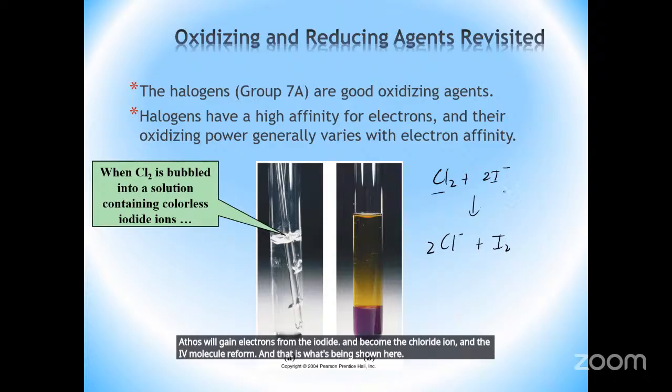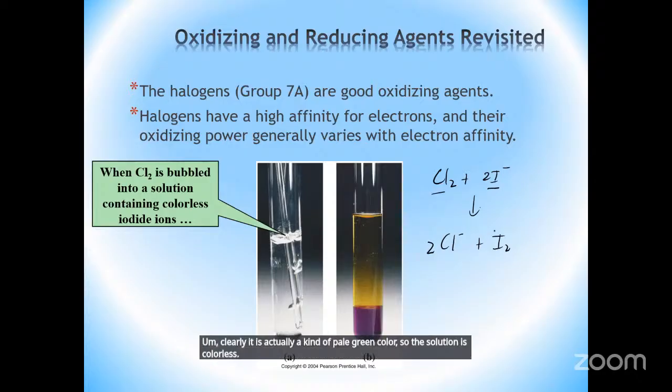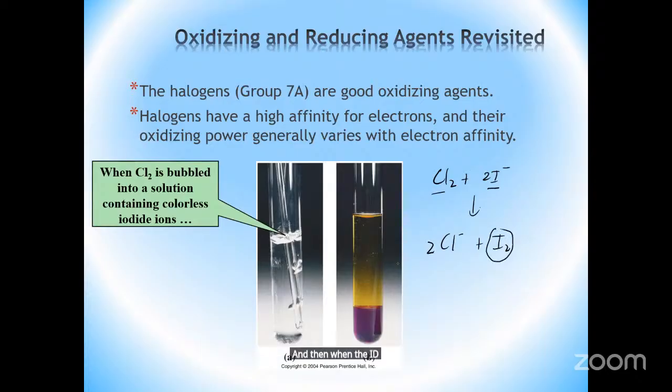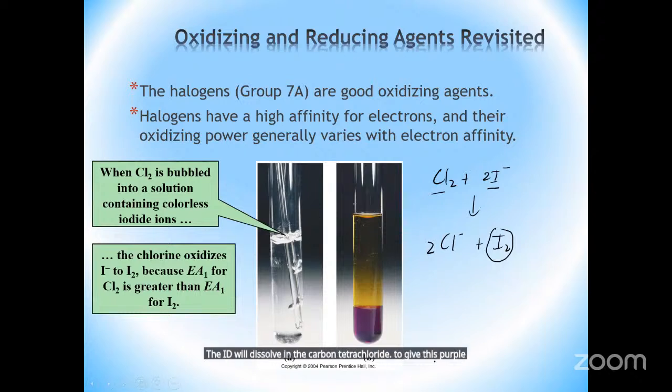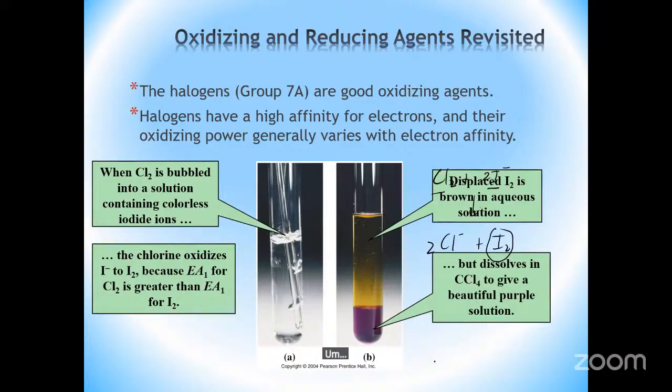Both the chlorine and the iodide would be relatively colorless. Chlorine is actually a kind of pale green color, so the solution is colorless. And then when the iodine is formed from the iodide, it dissolves in carbon tetrachloride, which is added to this, to give this purple or violet color. All right. So that basically shows you the relative oxidizing power of chlorine to iodine, or I should say chlorine to iodide.